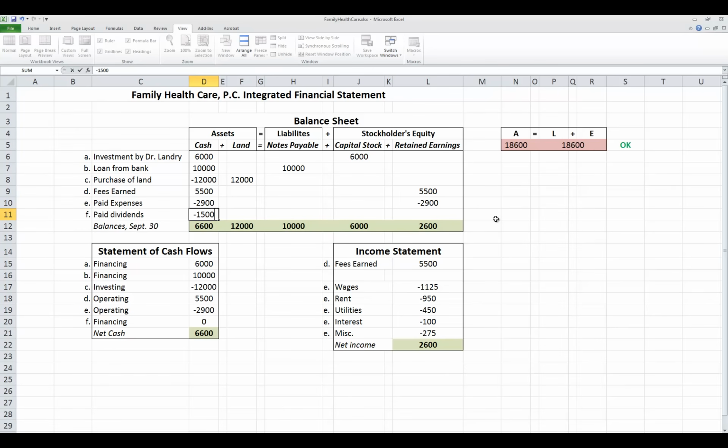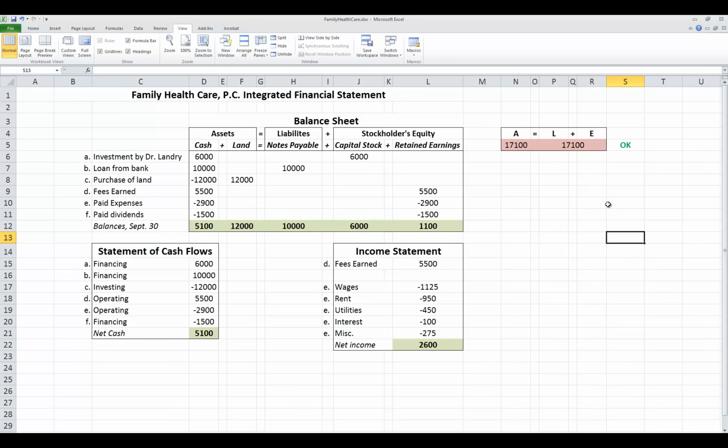Because remember, a dividend is just a cash payment of part of a company's earnings to its investors. And Dr. Landry is the only investor. So we are paying out a dividend of $1,500 from our retained earnings. So negative $1,500 there. And again, if we look down at the statement of cash flows, under transaction F, you will see a financing transaction. So the payment of dividends is a financing transaction in the statement of cash flows.